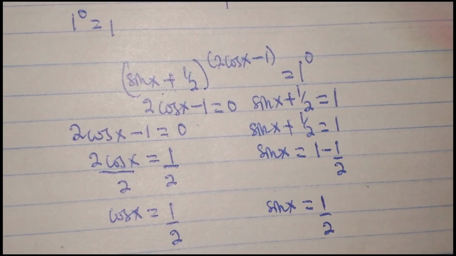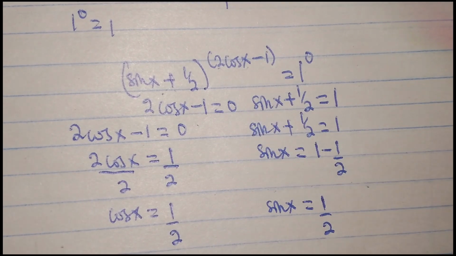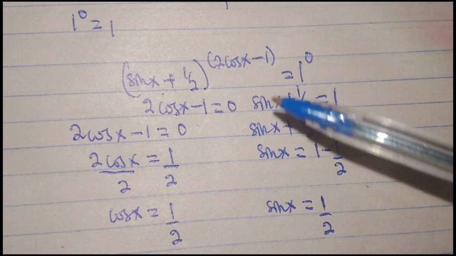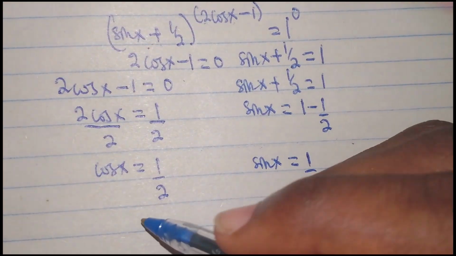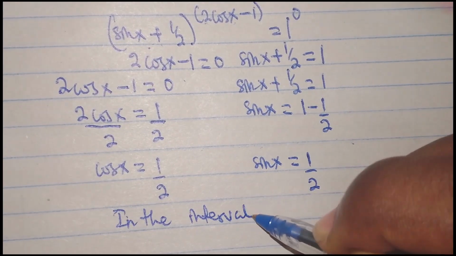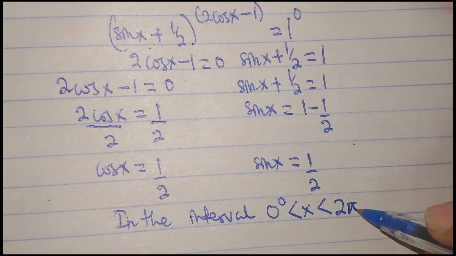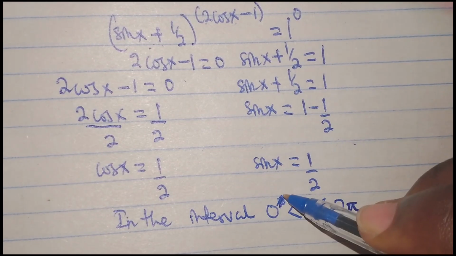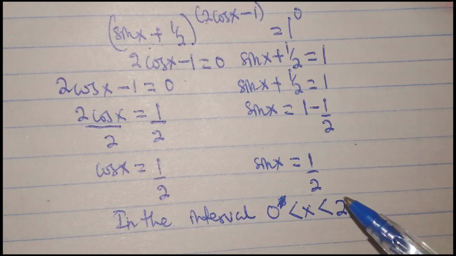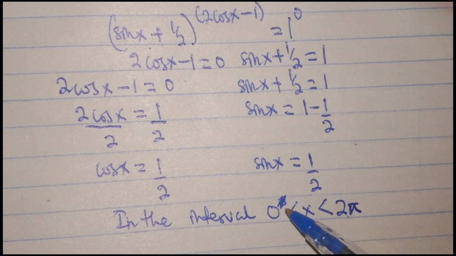Now mostly if you are given this type of question, you are given an interval for solving. But to give you a deeper understanding of what to actually do here, I'm going to give you up to 360 degrees. So we are looking at answers in radians, in the interval 0 less than x less than 2 pi. We are taking everything, looking for these particular answers from 0 to 2 pi.